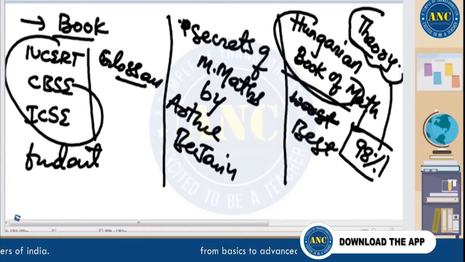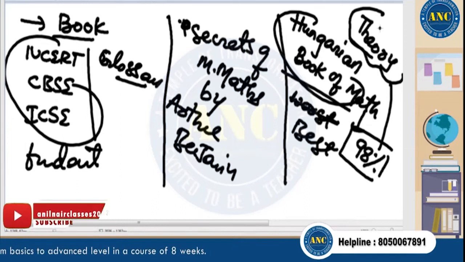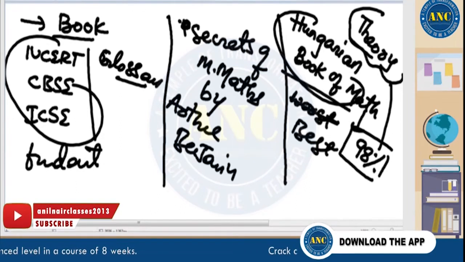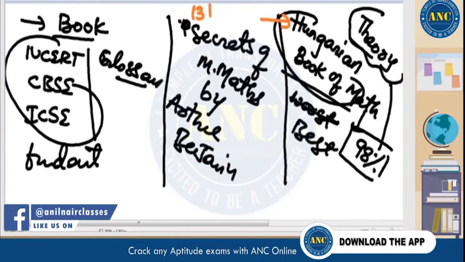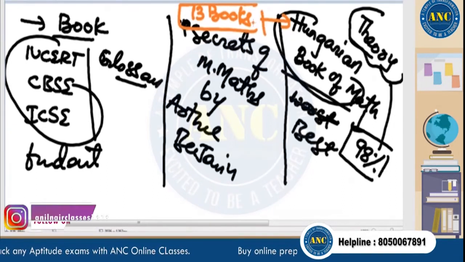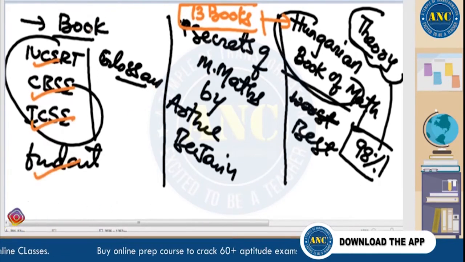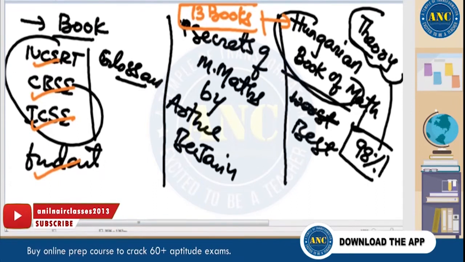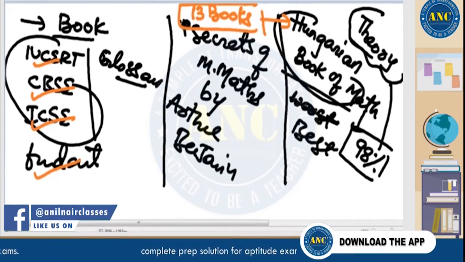I used to refer to this book from 2007 to 2011 during my initial days of teaching. Probably this book has helped me a lot to write close to 13 books. To all the students who are listening to me for the first time, I am an author of 13 books. NCERT, CBSE, ICSE. Next, I hope it is clear.